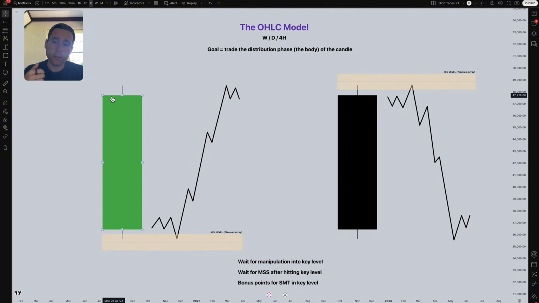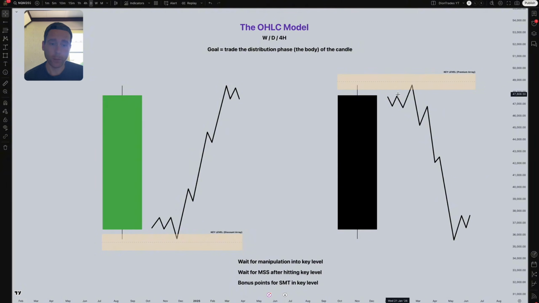You can use this for a weekly candle, a daily candle, and a 4-hour candle. And for a weekly candle, this candle is just 1 week. That means if you have a weekly candle and you expect the next week to be a bullish week, you wait for Monday and Tuesday to be accumulating or manipulating. So on Monday or Tuesday, low of the week. You wait for the market structure shift to then trade the rest of the week into the distribution phase.